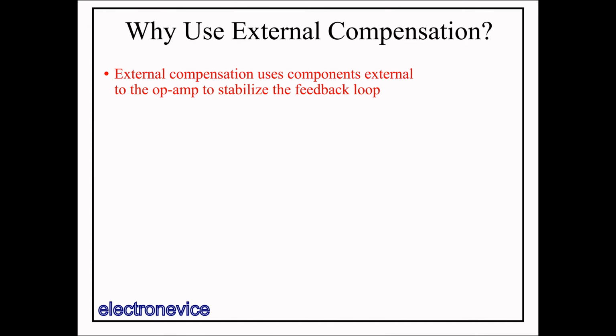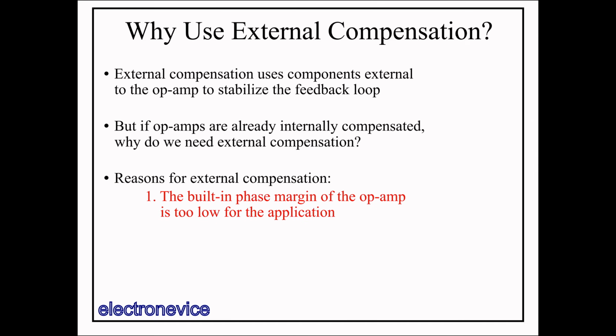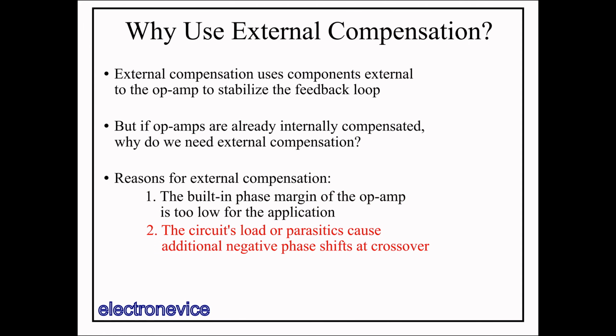So, internal compensation generates the dominant pole configuration, with a phase margin of usually between 45 degrees and 90 degrees. External compensation involves incorporating additional components in the op-amp circuit to stabilize or increase phase margin of the system. But, since we're already unity gain stable, why would we need external compensation? There are 3 general reasons. 1. Because the built-in phase margin of the op-amp is too low, and we want to have even lower overshoot and/or ringing in a given application.